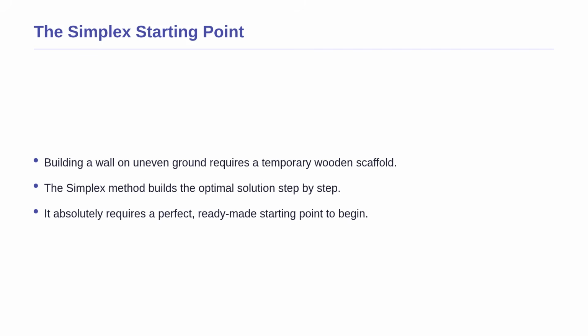To understand why we need artificial variables, imagine you are trying to build a brick wall on uneven, sloped ground. You cannot just lay bricks on the dirt. The wall will collapse. First, you must build a temporary wooden scaffold to give yourself a perfectly flat, stable starting line. Once the bricks are secure, you remove the scaffold. The simplex method works exactly like this. It is a mathematical machine that builds the optimal solution step by step, but it absolutely requires a perfect, ready-made starting point to begin its work.